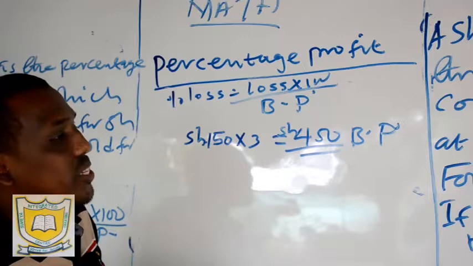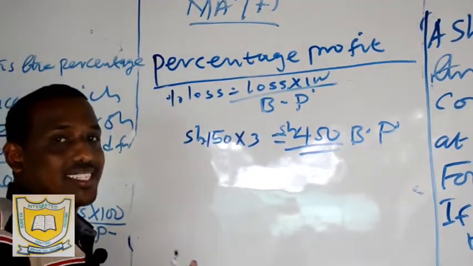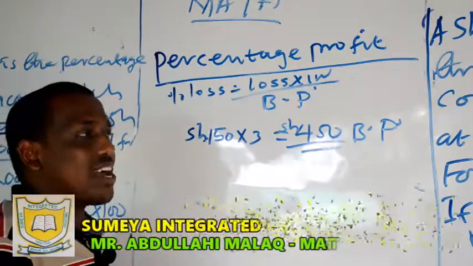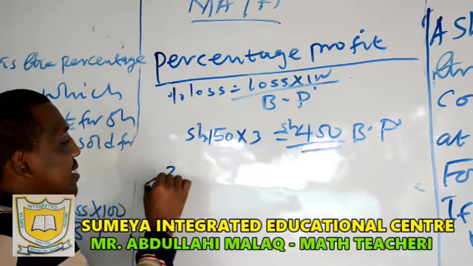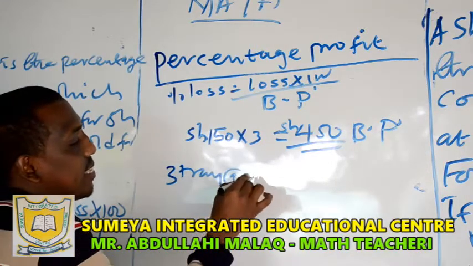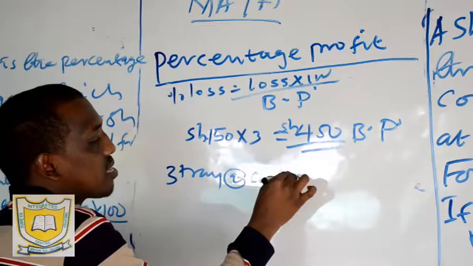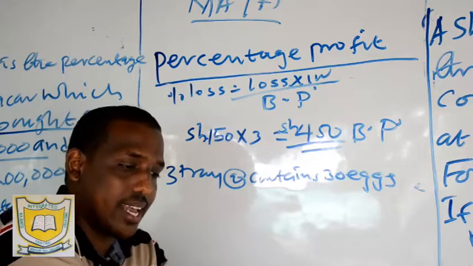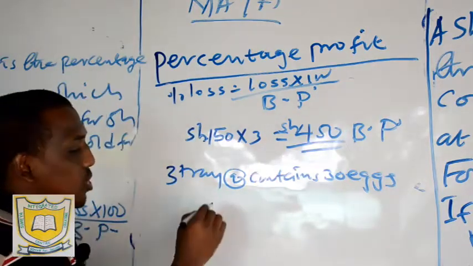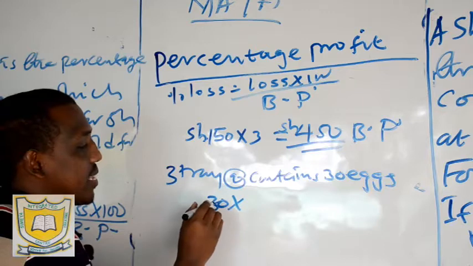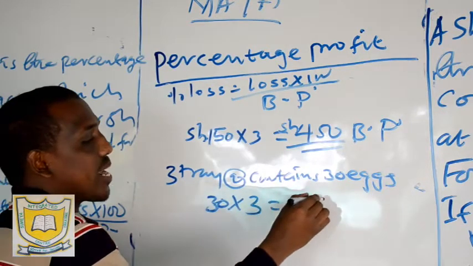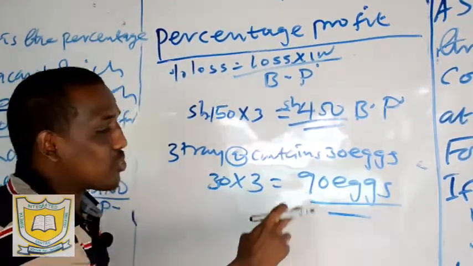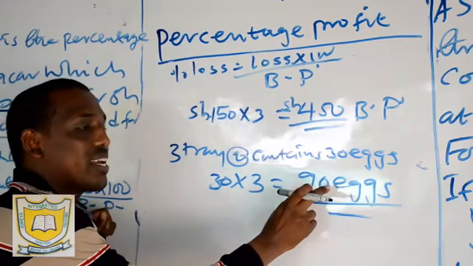Then they said 40 eggs broke. They have not said the trays, now the eggs. We must get the number of eggs that are there. So there were 3 trays, and each tray contains 30 eggs. One tray, 30, another tray, 30, another tray, 30. So 30 times 3 trays, they are 90 eggs total. Out of the 90 eggs, unfortunately, on his way home, 40 eggs broke.